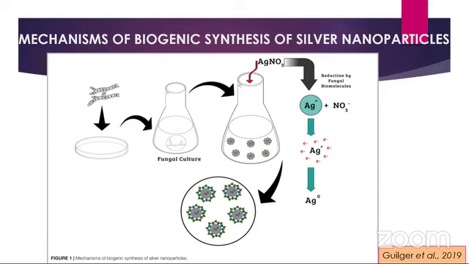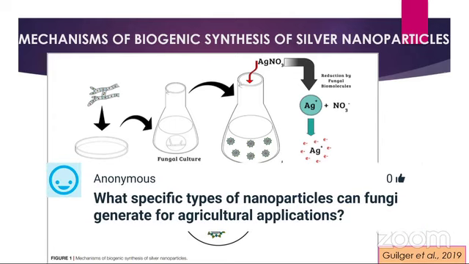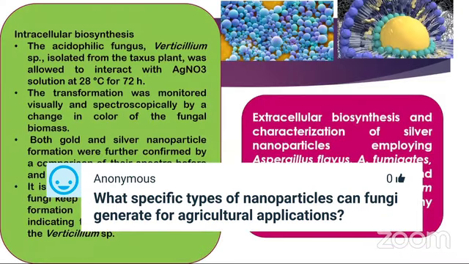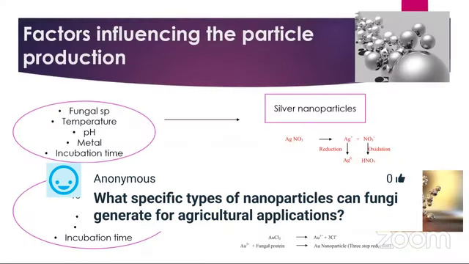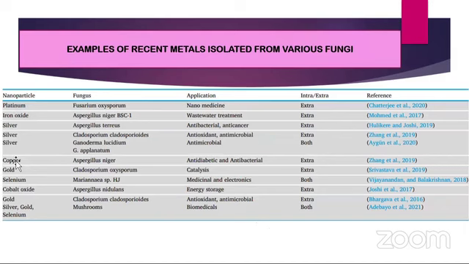What specific types of nanoparticles can fungi generate for agricultural applications? Yeah, in the broad sense we can say silver and gold, and other things like iron oxide and platinum, but in agriculture we'll mostly be using silver and gold. In other industries we'll be using titanium dioxide, iron oxide, and different things. Here the applications are also mentioned.